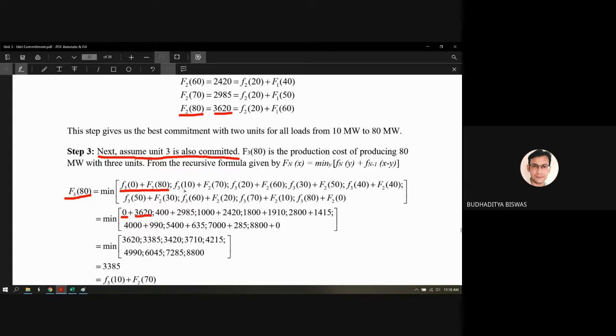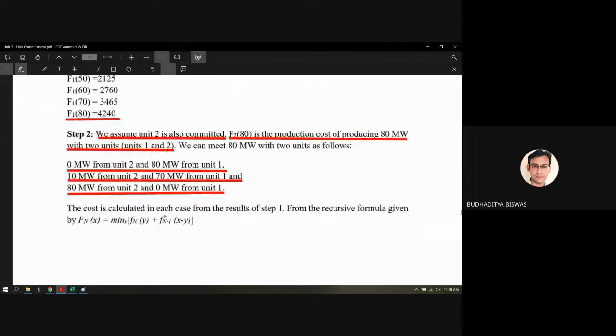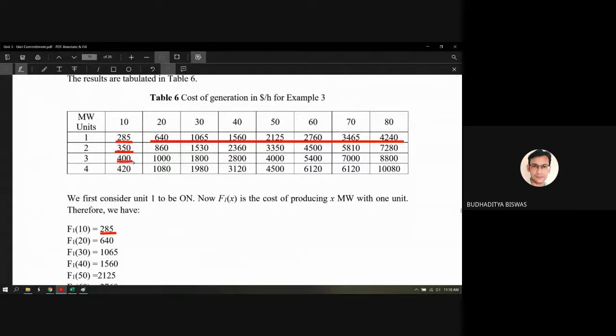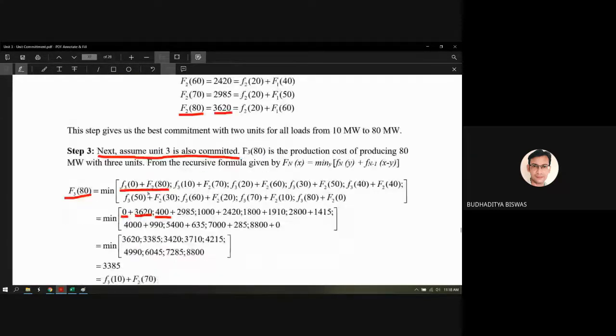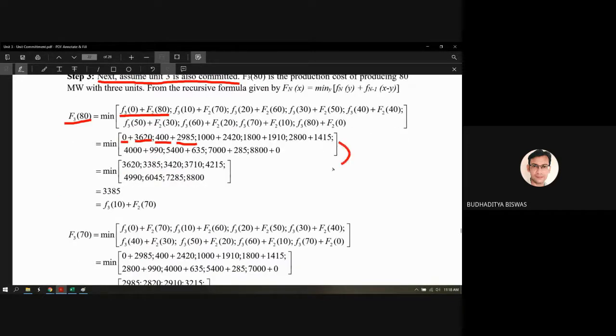Similarly, F310 is coming from the initial table, individual cost. I think it should be 400. F310 is equal to 400. And the second one is capital F270, which is from step 2, 2985. So 2985 is there. Then we need to calculate all these things. We add them together and find out the minimum one, and the minimum one here is 3385. So this is 3385.